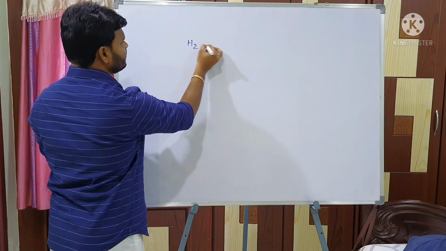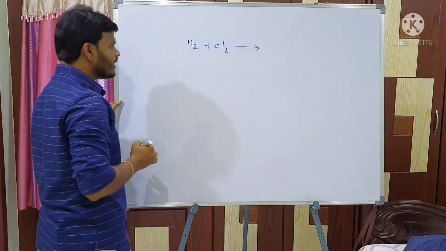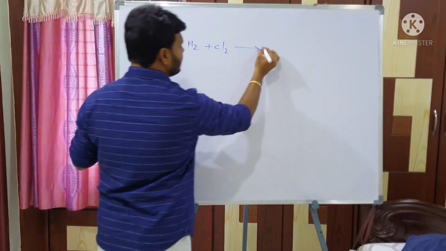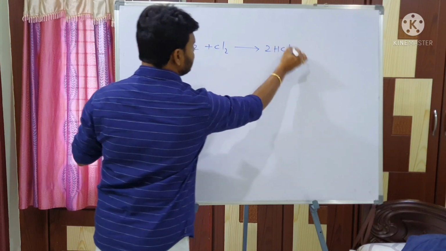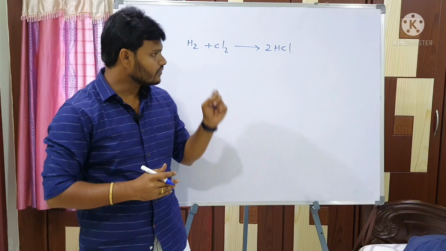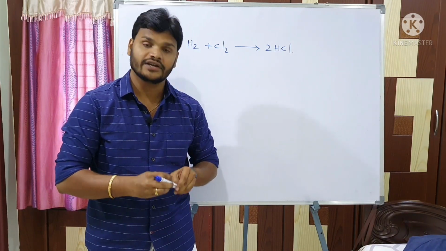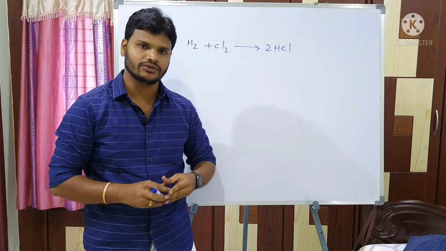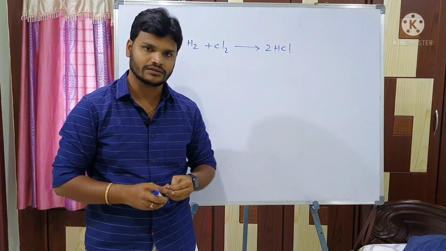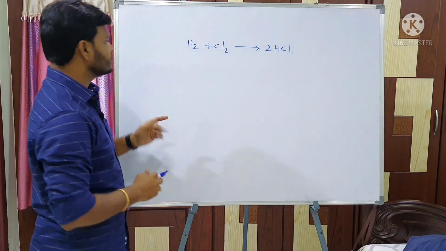First I am going with this reaction, H2 plus Cl2. Whenever hydrogen reacts with chlorine to form hydrogen chloride, it is a chemical reaction. Here the question is: is it a redox reaction or not? That is the important question. Just look at the board. How to find out whether it is a redox reaction or a normal reaction? Let me explain clearly.